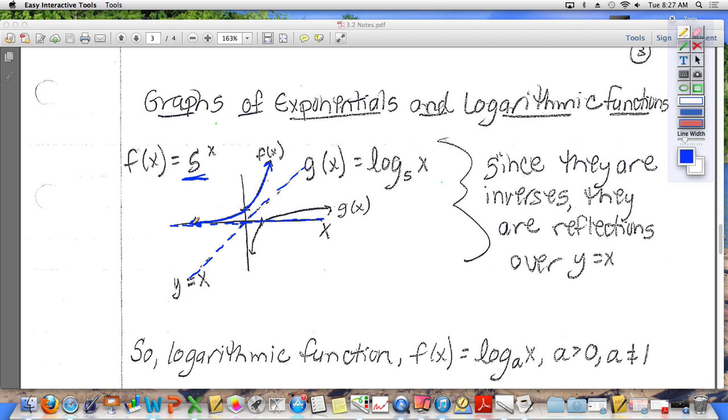All right. So I just wanted you guys to be aware of the fact that exponentials and logarithms are always reflections of each other over the line y equals x because they are inverses of each other. So I made a note of that over here. Since they are inverses, they are reflections over y equals x.